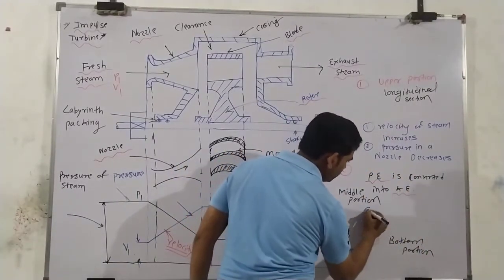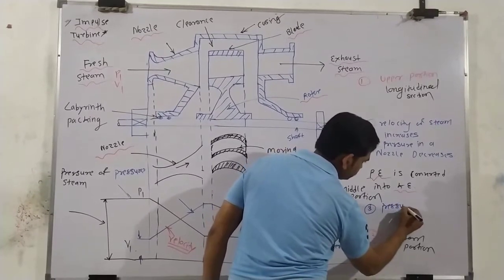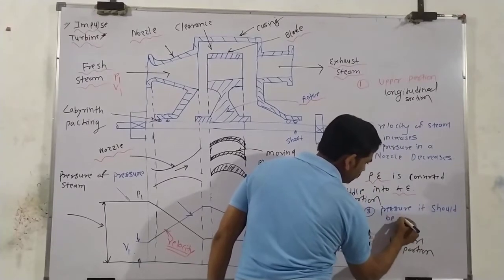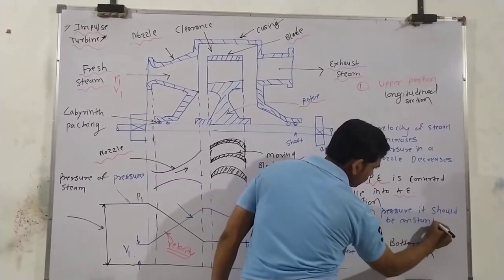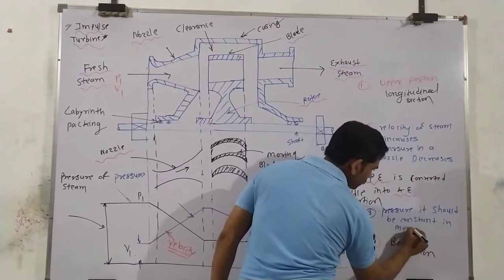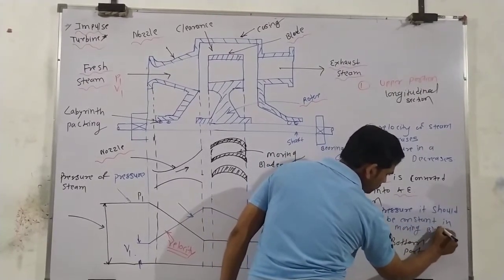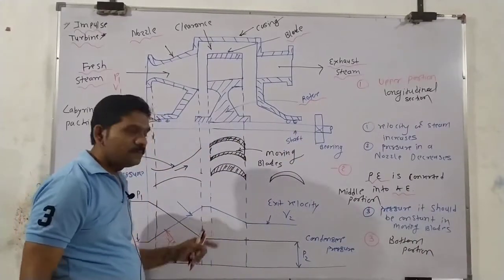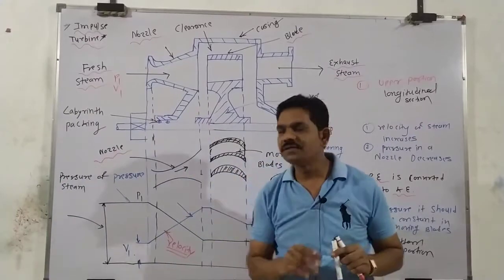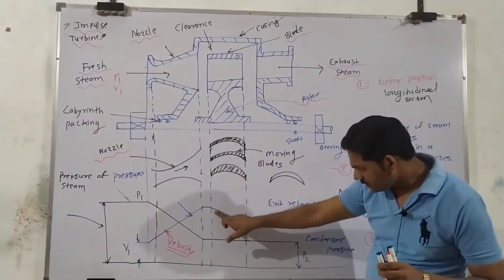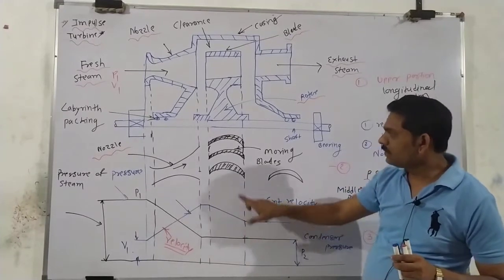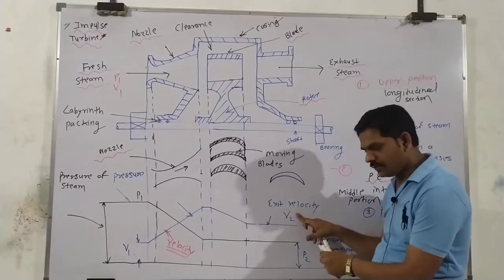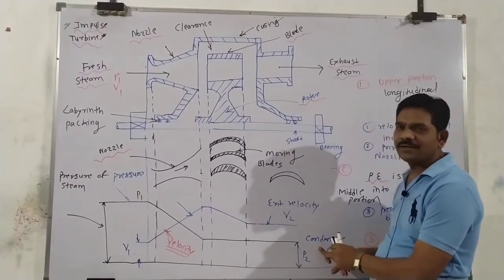What is the point I am writing here? The pressure should be constant in the moving blade, right? Yes or no? Yes. The pressure remains constant. But if you observe the velocity graph, the velocity of the steam is decreasing in the moving blades. Then after that, this is the exit velocity V2, and this is the exit pressure P2.